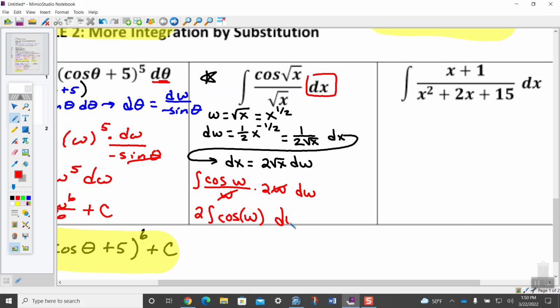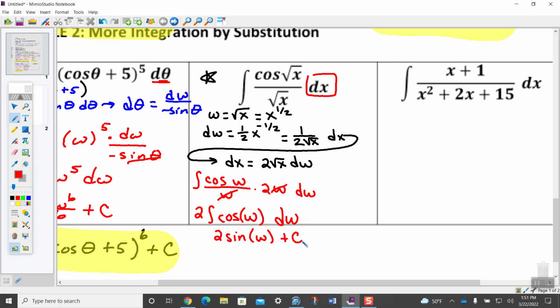dw. And what's the antiderivative of cosine to this point? Close, it's positive sine, yep. So this becomes 2 times the sine. My antiderivative now would be 2 times the sine of w plus c.